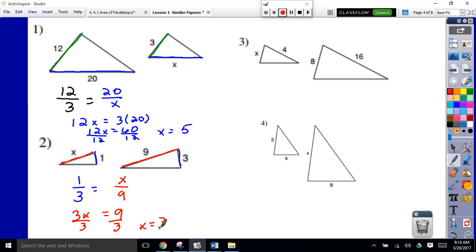Sammy? Okay, so what side do you want to start with on number 3? X. Okay, what does x correspond with on this triangle? 8. Good. So what ratio could we write? X over 8. Good. Okay, now what does the 4 go with? 16. So what ratio can we write? 4 over 16. Good. And can you solve that for us? So you have to do x times 16, which equals 16x, and 8 times 4, which equals 32. Good.